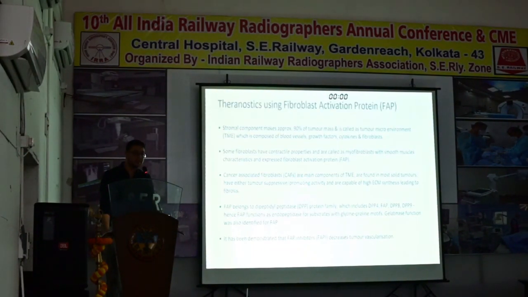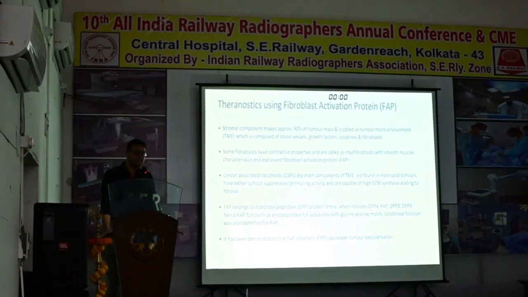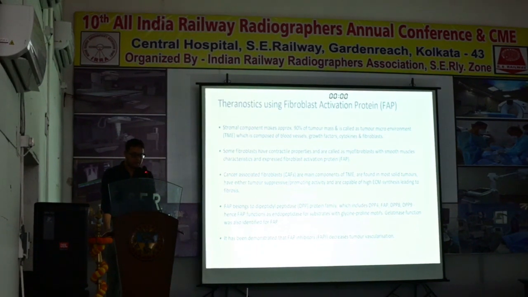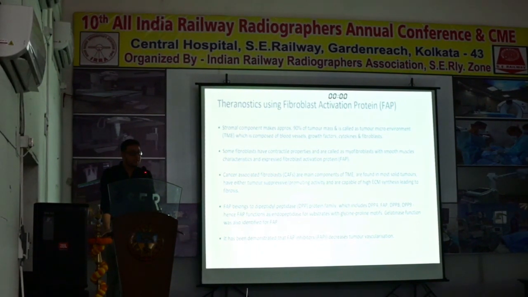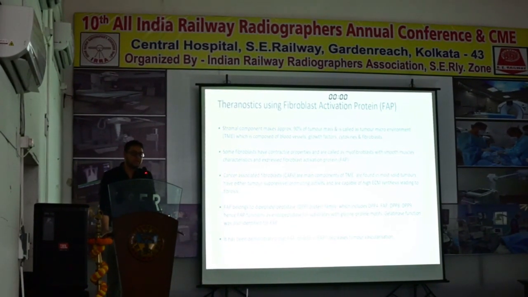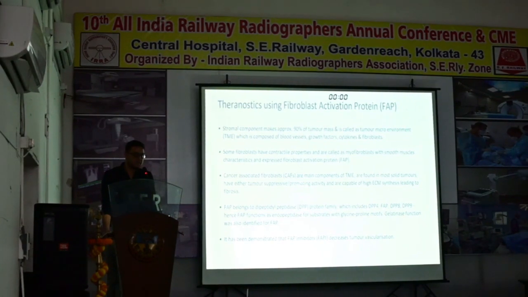Now another very novel tracer that has come up is to target the tumor microenvironment. These days this tumor microenvironment is creating a lot of buzz. When we analyze the cellularity and the stromal component, there is about 15 to 20% of cells in the tumors, and the rest is stroma, that is called the tumor microenvironment, which is composed of the fibroblasts, the cytokines, the growth factors, the blood vessels and all.